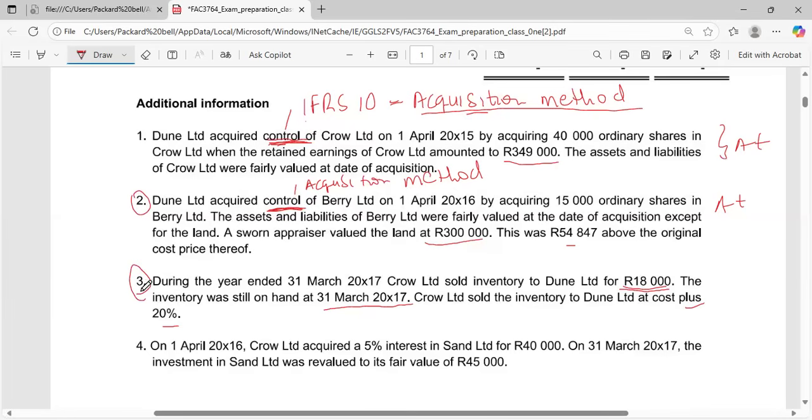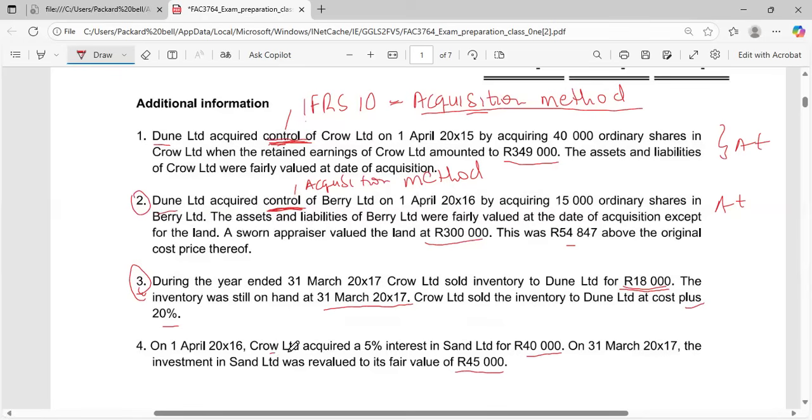That's number 3. Then number 4 says, on 1 April 2016, Crow Limited acquired a 5% interest in Said Limited for 40,000. On 31 March 2017, the investment in Said Limited was revalued to its fair value of 45,000. So this one is not going to be part. Remember here we're looking at June Limited.